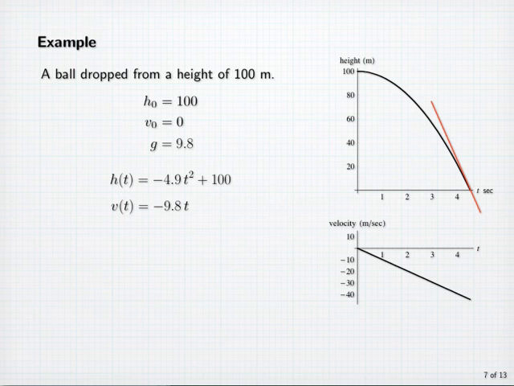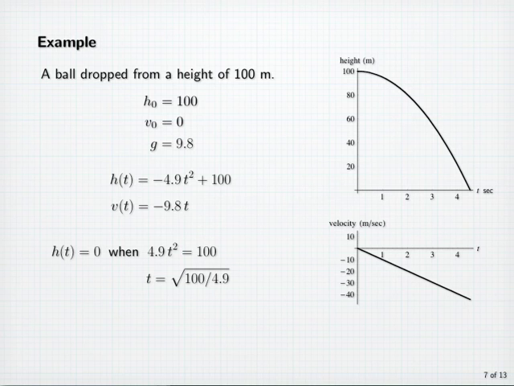So when exactly does the ball hit the ground? Well, we'd like to know when h of t is equal to 0, and that happens when 4.9 t squared equals 100. Or t equals the square root of 100 divided by 4.9, which turns out to be very close to 4.5 seconds. So this tells us that our height function, h of t, is valid only for t greater than or equal to 0 and less than or equal to that 4.5. This is the natural domain for the height function in this situation.